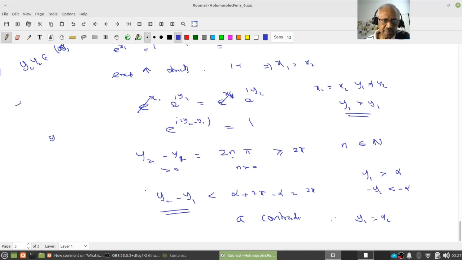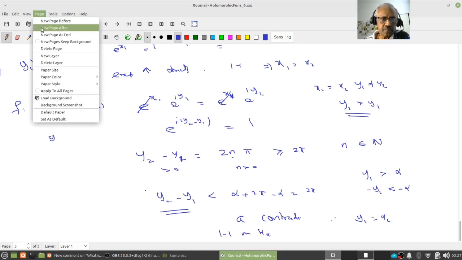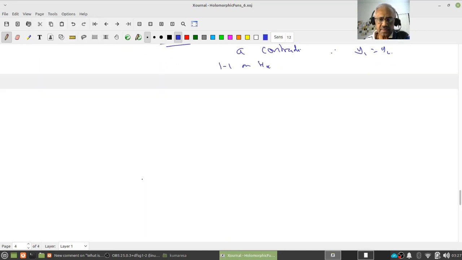Let me call this map f from H alpha to U alpha, z going to exponential of z. This is 1-1 on H alpha. And it's a bijection, it's onto. Why? Start with any w in U alpha. Then w by mod w, remember U alpha is in C star, therefore this makes sense, this is not equal to e power i alpha.